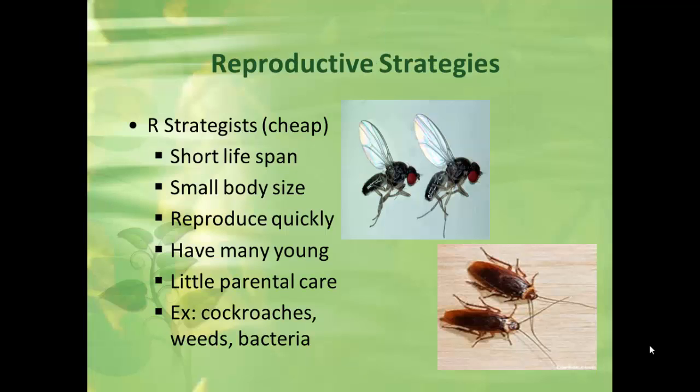How each organism is going to reproduce for these booms and busts is different. We can have our r strategists, which are quote-unquote the cheap strategists. These are things like cockroaches, weeds, and bacteria. These organisms are going to have a short lifespan, a small body size, reproduce very quickly, have many young, and give little parental care. As you can see, this is the cheap version of reproductive strategies.